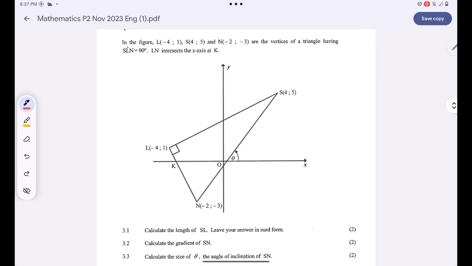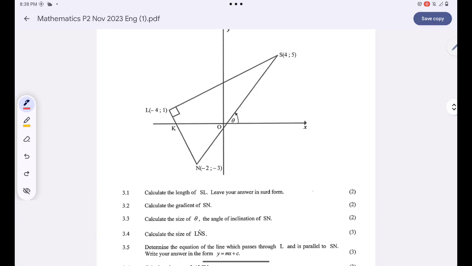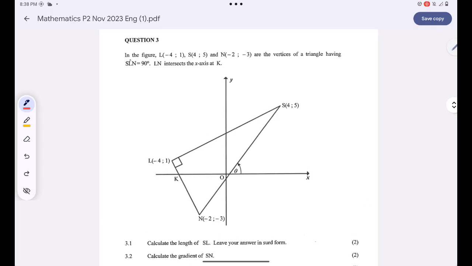Okay, we are told that in the figure, points L, S and N are vertices of a triangle having angle SLN as 90 degrees. You know that, okay, and then we are told that LN intersects the x-axis at K. The first thing they want us to find is the length of line SL.